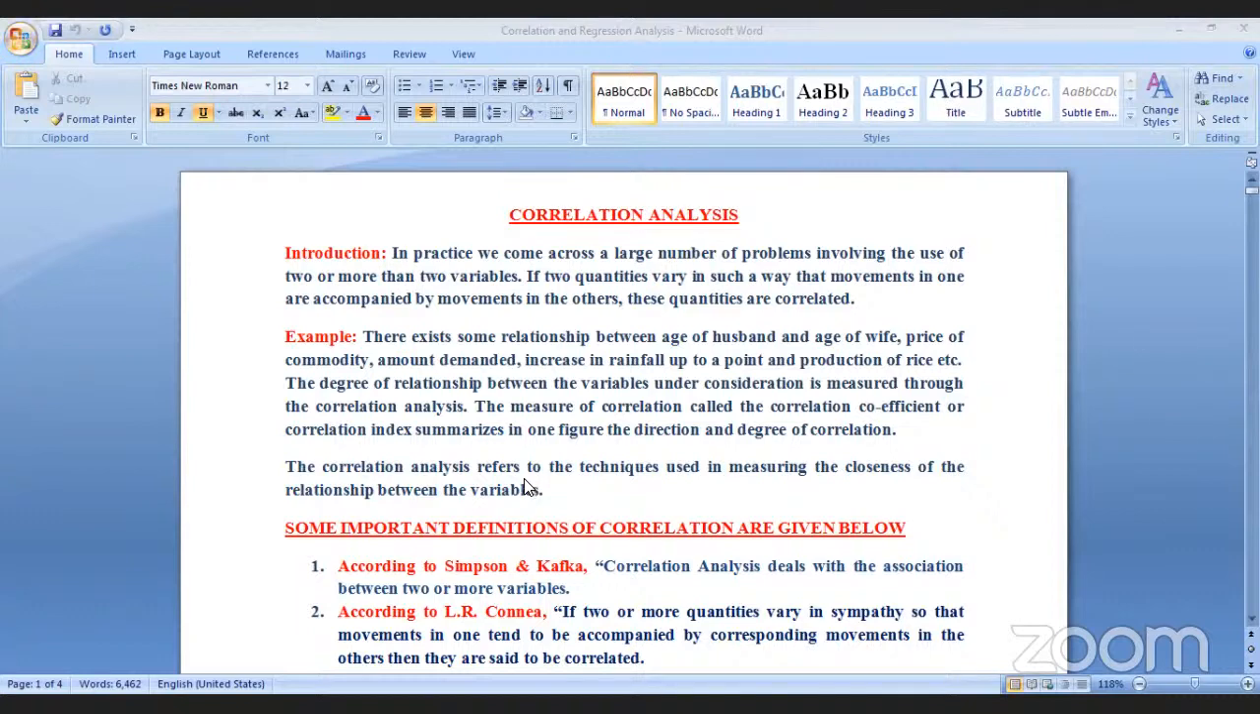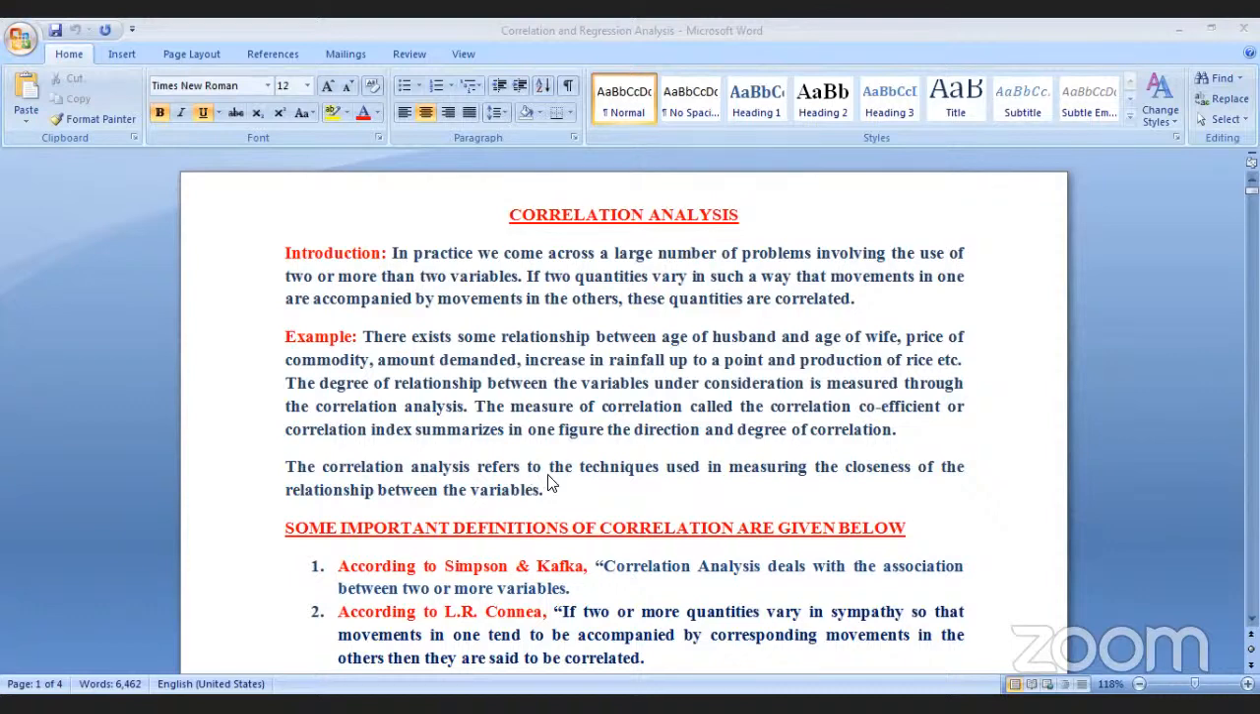The measure of correlation, called the correlation coefficient or correlation index, summarizes in one figure the direction and the degree of correlation. So the correlation analysis refers to the techniques used in measuring the closeness of the relationship between the variables. So in correlation analysis, most of the time, we check whether two variables are correlated or not. The close relationships we are going to identify, that is called correlation analysis.